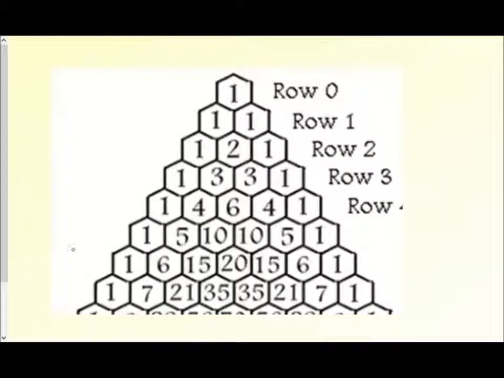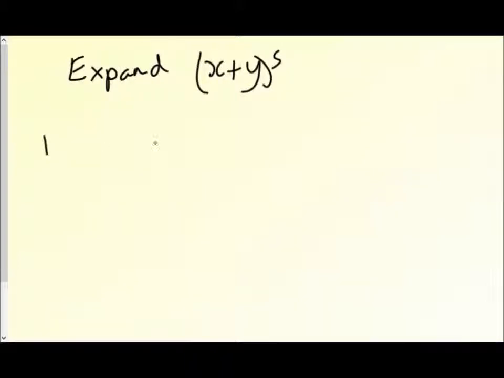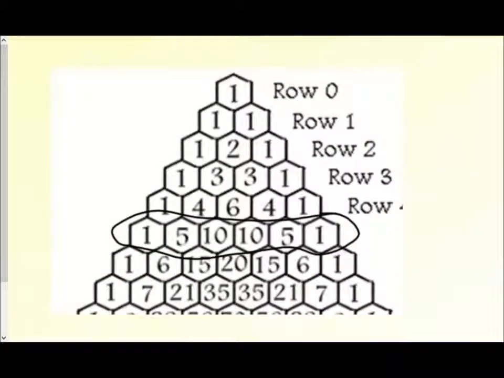So imagine that I wanted to expand x plus y to the power of 5. To do that, I'm going to need the fifth row of Pascal's triangle, and those are going to be my coefficients. So I've got 1, 5, 10, 10, 5 and 1. Those are the coefficients that I'm going to need to go in front of the terms that I've got. Okay.